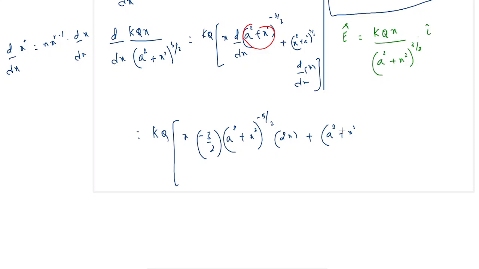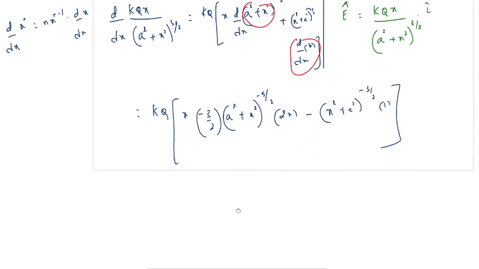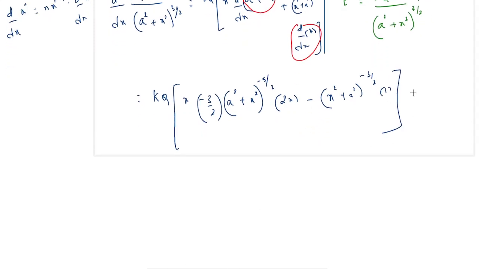Oh, it will be here in the denominator. Just correct it. This will be minus 3 by 2 here. Keep it as it is, and what you get would be here (x square plus a square) power minus 3 by 2. Differentiating x with respect to x would give us 1. It will be 1 itself. Now the whole thing is equal to 0.